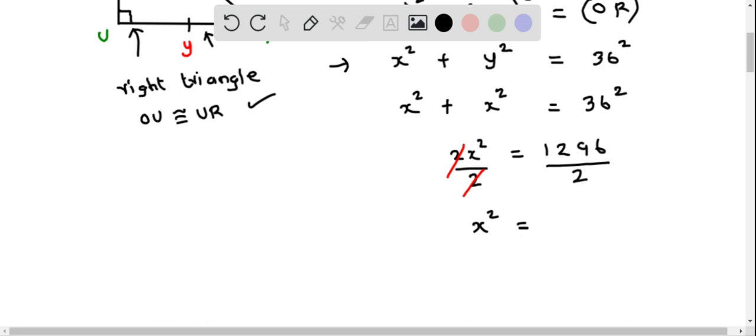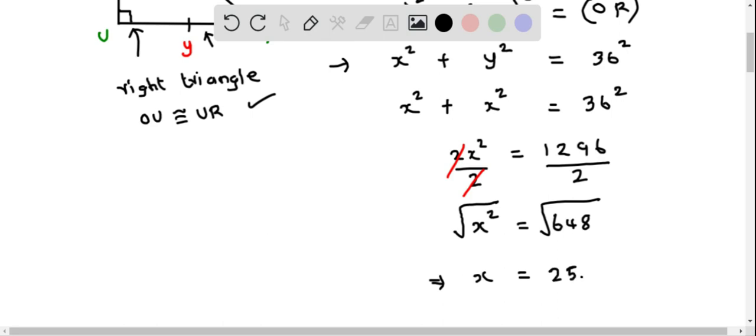So this equals 648. Now we want to have only x. So we have to take the square root on both sides. So we take the square root, and therefore here we get x. And this equals, you can take the square root of this using the calculator. And so we get x is approximately equal to 25.46. This is rounded to two decimal places.